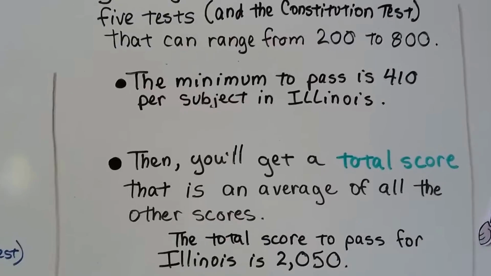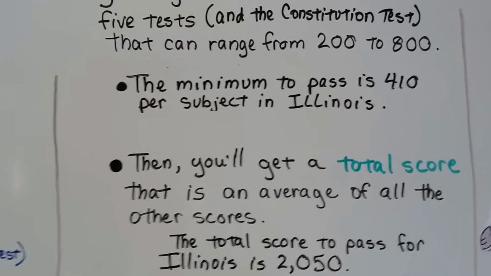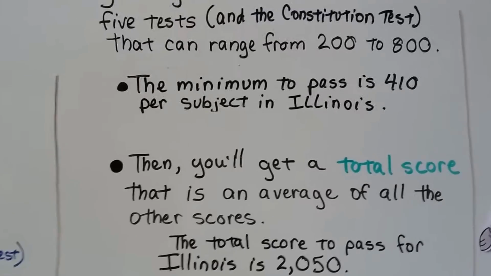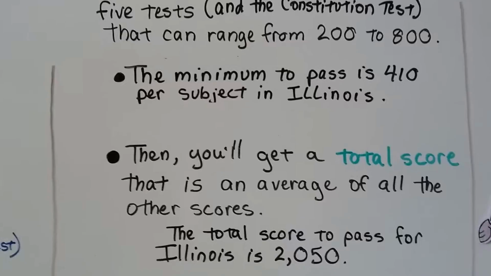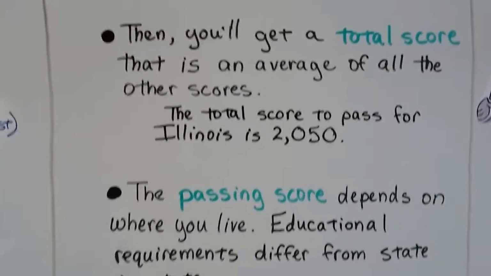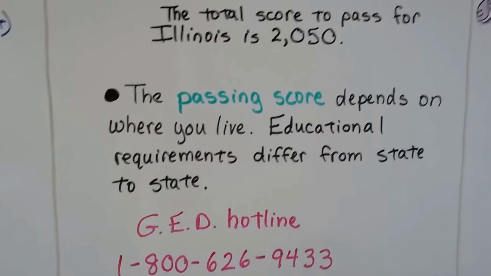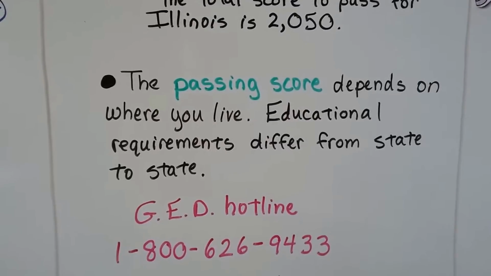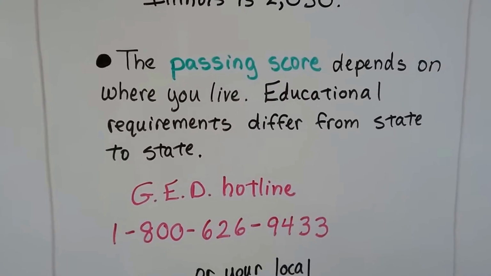And one of the lessons in this playlist is how to find averages. So by the time you're done with this playlist, you're really going to be able to figure out your total scores. Okay? The passing score depends on where you live. Educational requirements differ from state to state. So I know what they are for Illinois.